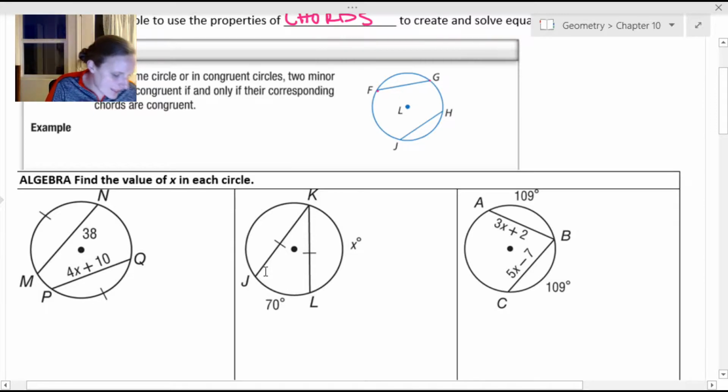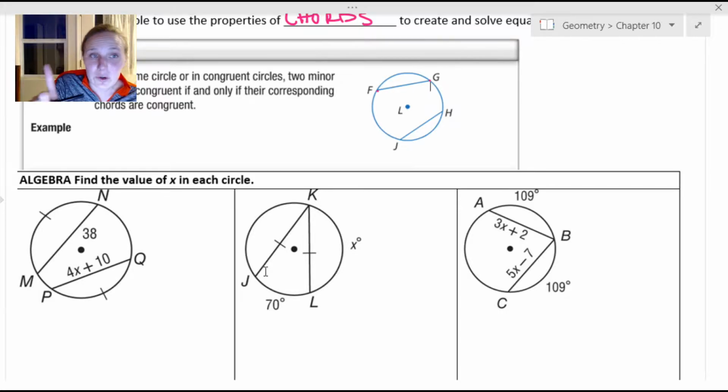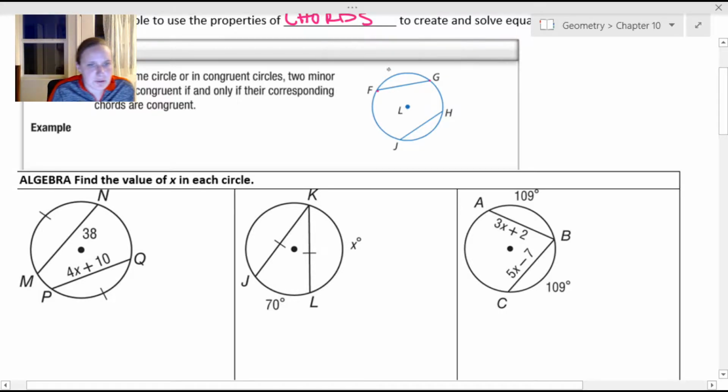In the same circle or in congruent circles, two minor arcs are congruent if and only if their corresponding chords are congruent. So we're saying arc FG is congruent to arc JH if and only if line FG is congruent to line GH. So if these two segments are congruent, then the arcs are also going to be congruent. I feel like it's that easy.